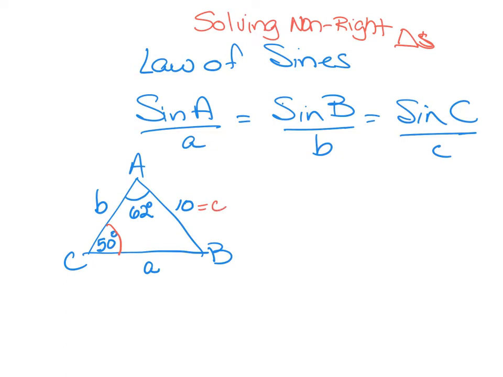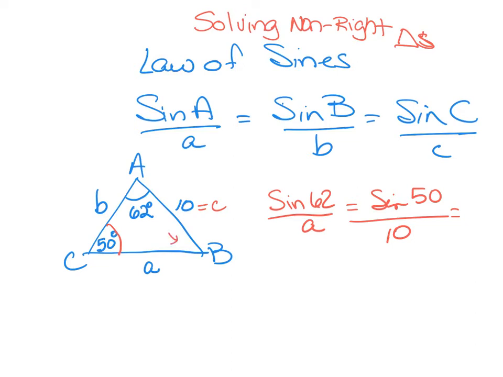So I'm going to start putting in my information. I have sine of 62 over a equals sine of 50 over 10 equals sine of, does anybody know what big B is? This guy right here? So big B is 68. We already found him. Sine of 68 over little b.